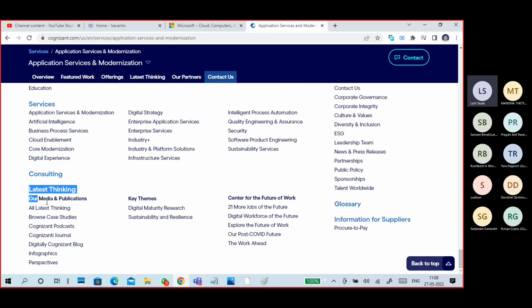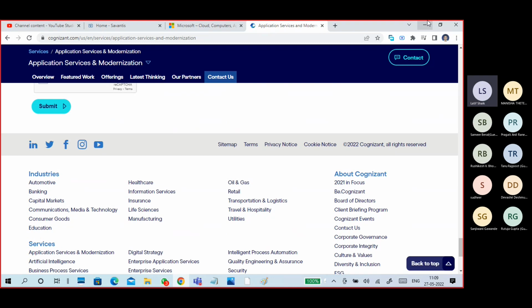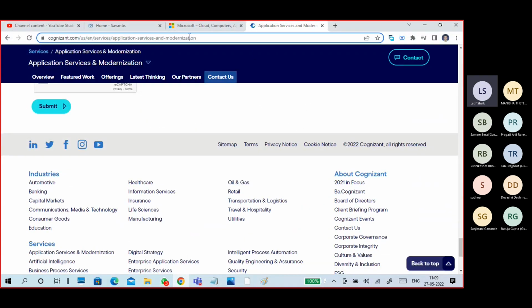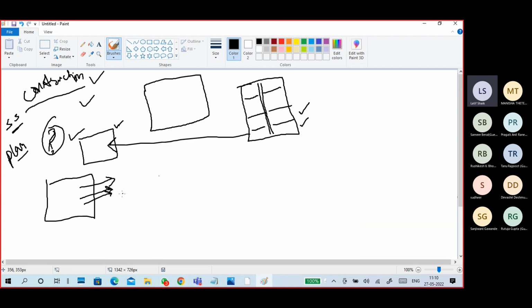Latest thinking, these are all there. So like that, you can go one by one. You can go to Tech Mahindra, Wipro. Like that, you can go to any company, and we have to find what services they are providing. You have to define the services we are providing.